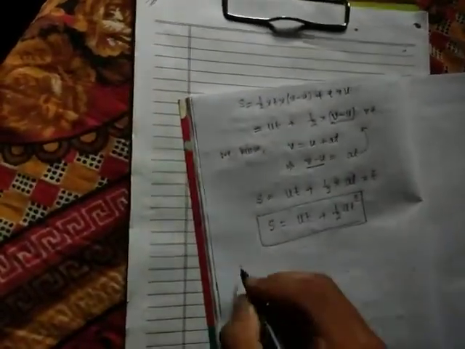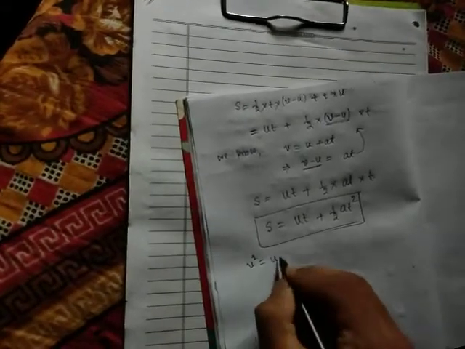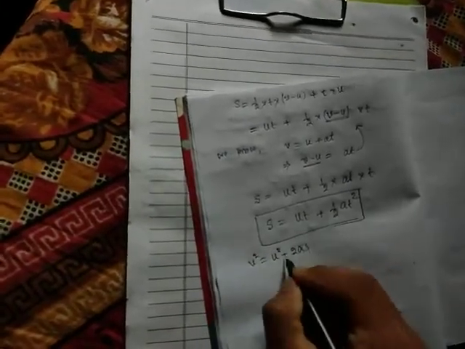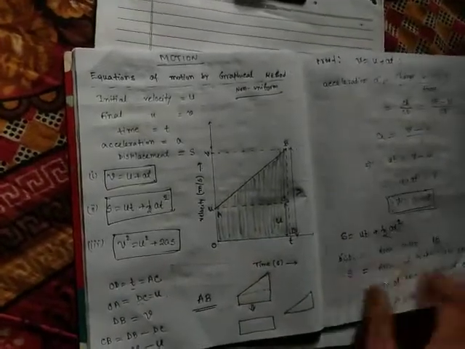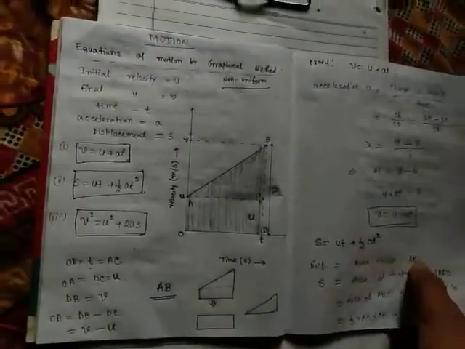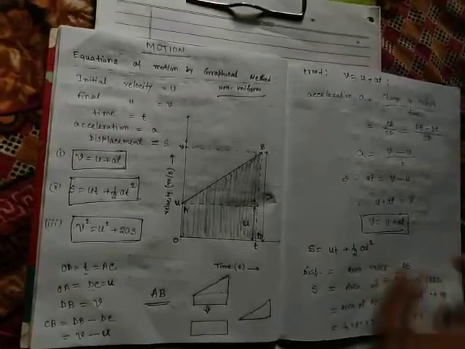Now come to the third equation. What is the third? V square is equal to U square plus 2AS. If you see, to prove this, a graph is required. We are using the area under the curve AB, the area of the trapezium. So a graph is required. That's why this is a graphical method. Equation number 3 we can prove easily.